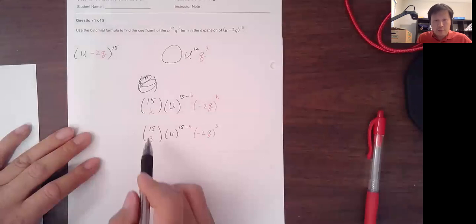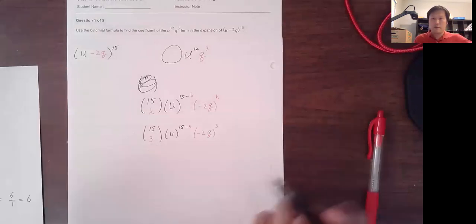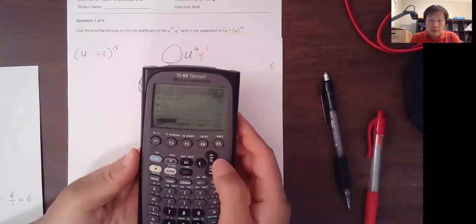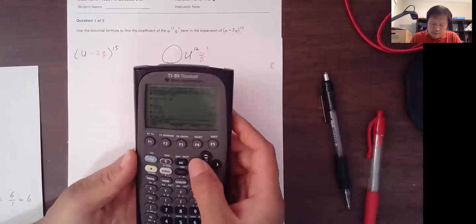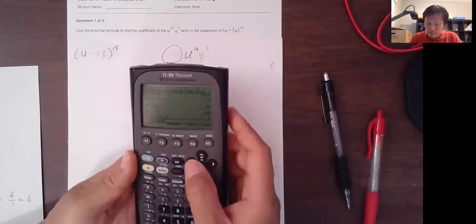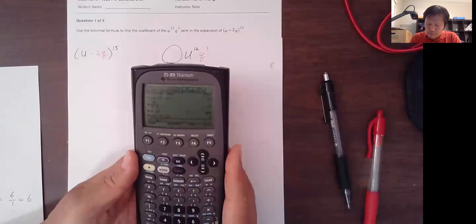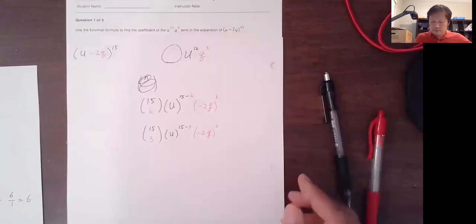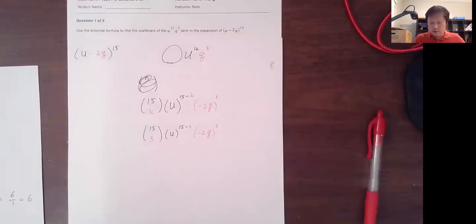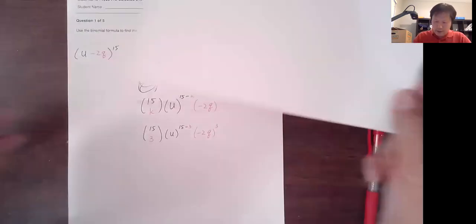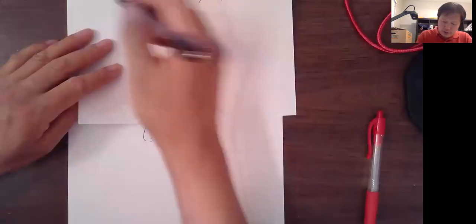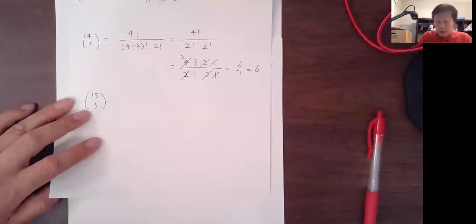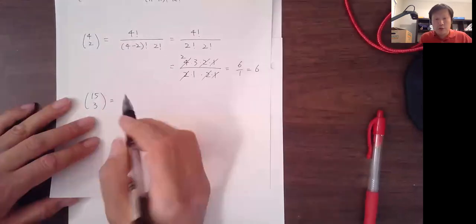Okay, so 15 combination 3. Again, if you have a calculator, you can just type it in. 15 combination 3. I got 455. Do you remember? You need to know how to do it by hand as well. So 15 combination 3. How do we do this combination? You're using this combination formula.